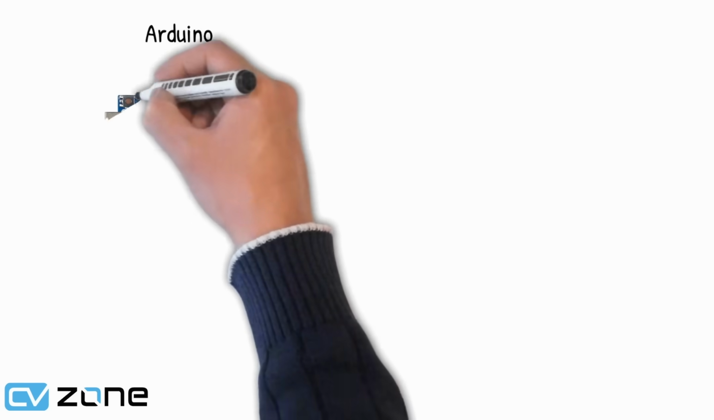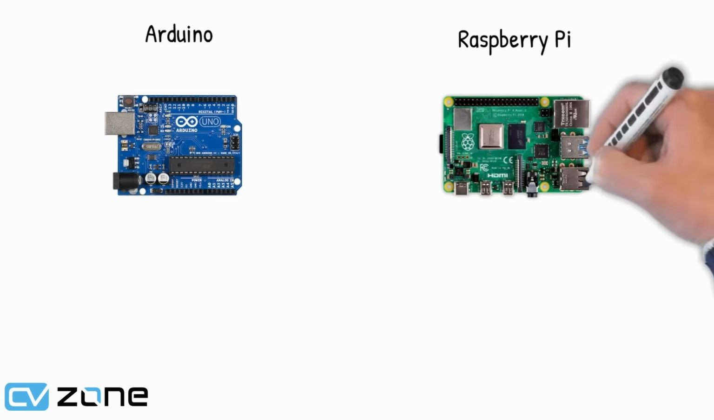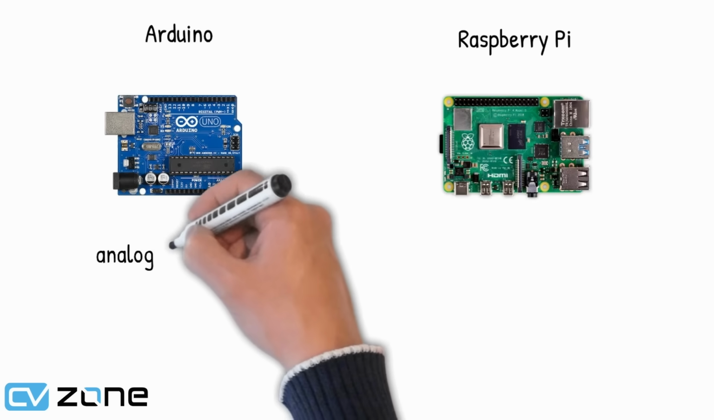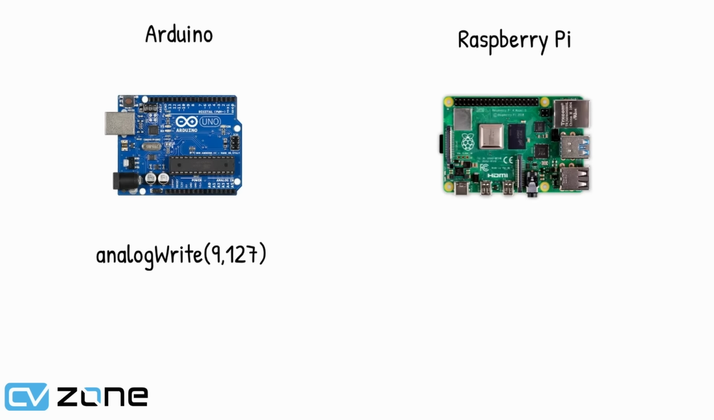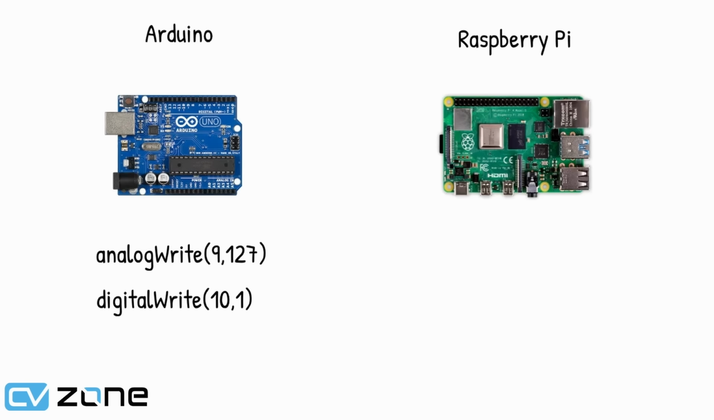Now, to implement this on a motor using an Arduino or Raspberry Pi is actually fairly simple. With Arduino, there is a native function, analogWrite, which takes in the pin number of the motor and the speed required ranging from 0 to 255. Here our pin number is 9 and the speed is 127, which is half of 255. Along with this, we can specify the digitalWrite to change the direction of the motor as well.